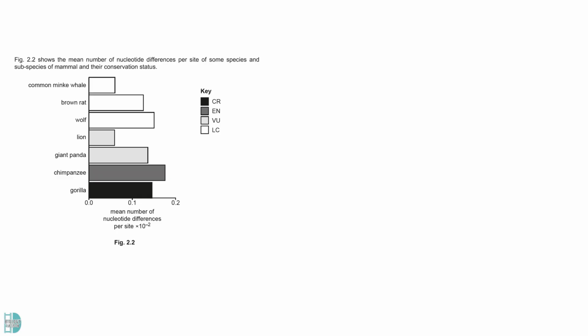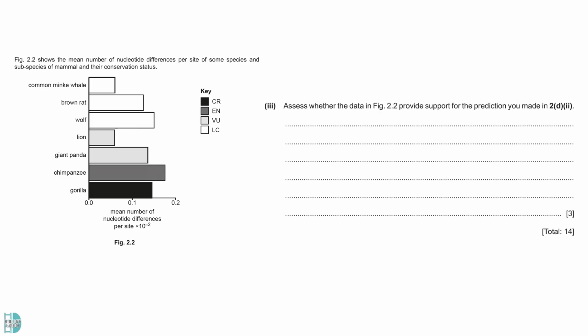Figure 2.2 shows the mean number of nucleotide differences per site of some organisms and their conservation status. D3 wants to assess whether the data provides support for the prediction you made in D2. The greater the number of differences, the greater the variation. It was assumed that they were less likely to become extinct. Many of the species in the graph do not support the relationship.